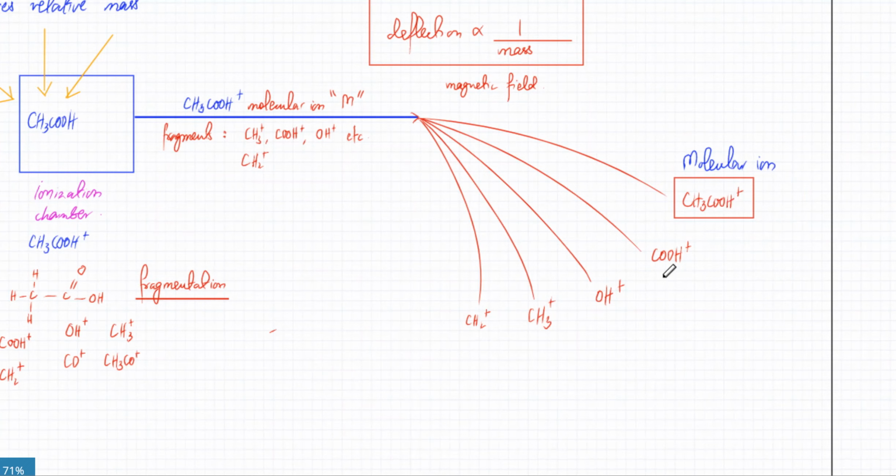And if it's very small or very light, then its deflection will be greater, okay? So CH2 has a very small mass, so it's going to be deflected by a large amount. And the entire ethanoic acid ion has a much bigger mass, so it gets deflected by a much smaller amount. So you get all these particles deflecting, and by looking at the deflection, you can estimate the mass of the particles. This is how you measure the Ar and Mr of atoms and molecules.